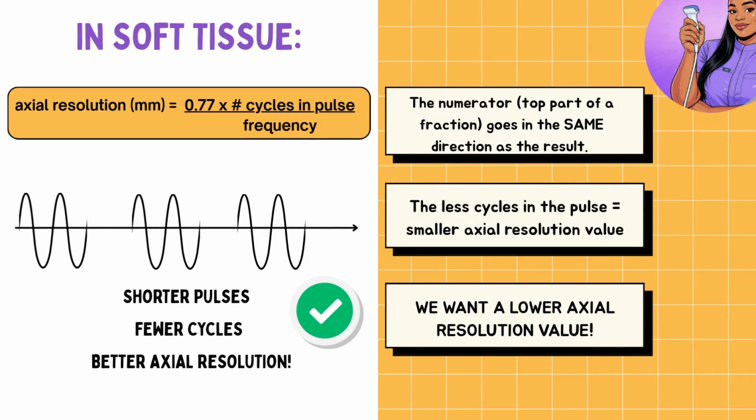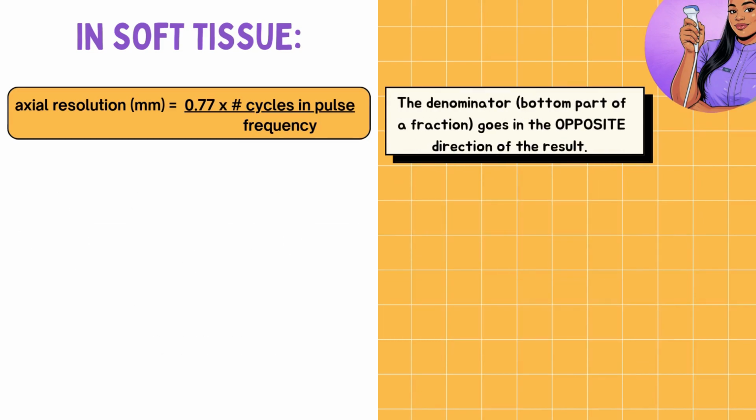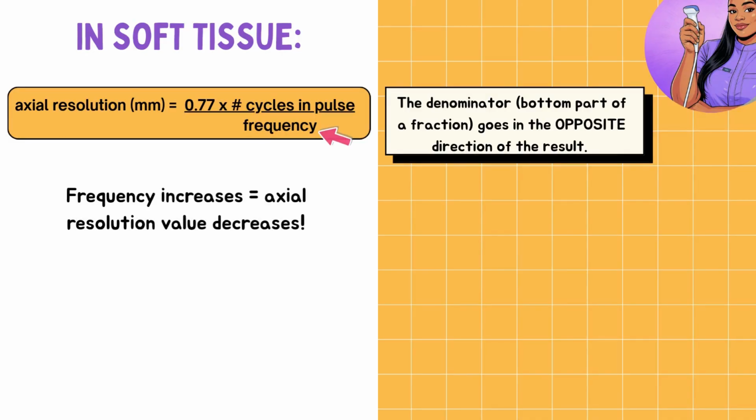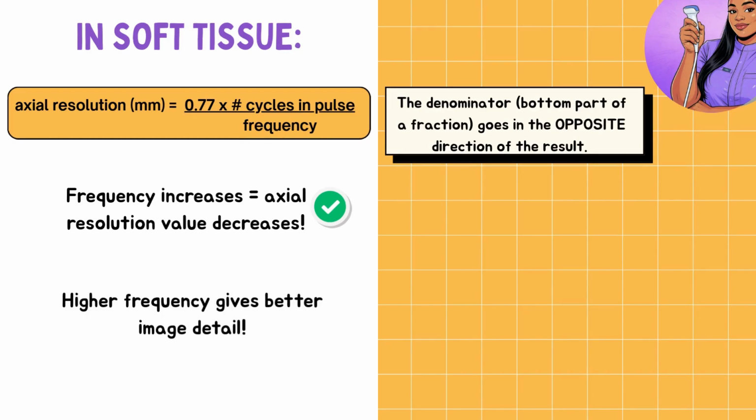Now let's go to the denominator. Remember, the denominator, which is the bottom part of a fraction, moves in the opposite direction of the result. In this case, the bottom part, which is frequency, sits in the denominator. So if frequency increases, the overall value of axial resolution decreases, making your resolution smaller and sharper. That's why we always say higher frequency gives better detail. This is all baked right into the math.